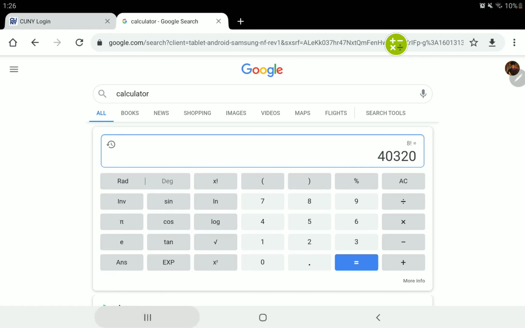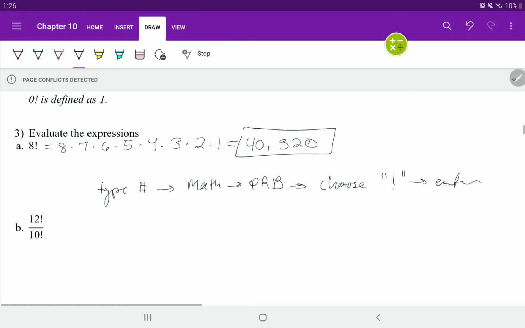Okay, let's do the next one. 12 factorial divided by 10 factorial. Well, I prefer us to expand. 12 times 11 times 10 times 9 times 8 times 7 times 6.